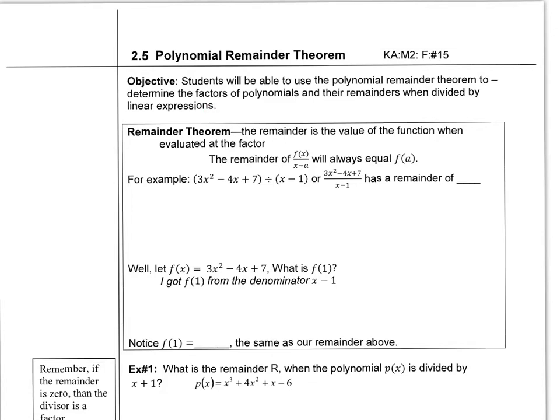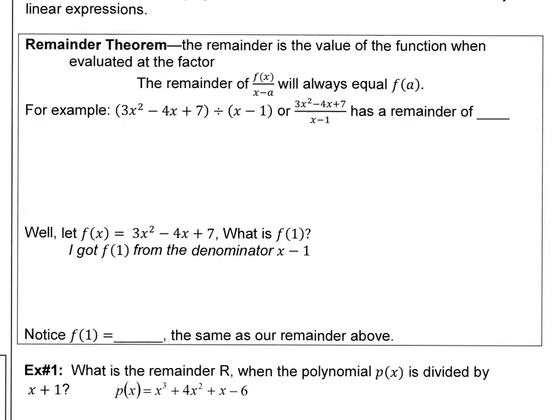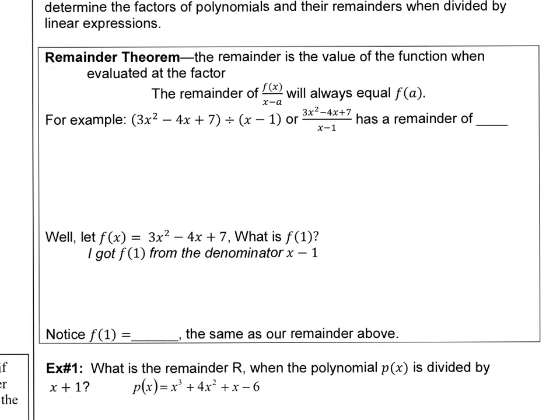Here's the remainder theorem, and it's pretty remarkable that it works. It's that if you divide a function by an expression like this, the remainder is the value of the function when you evaluate it at that factor. What does that mean? So here it is in mathematical terms, but here's an example.